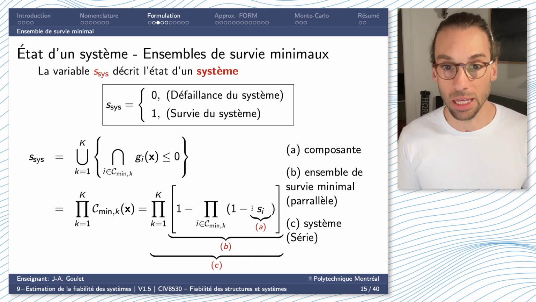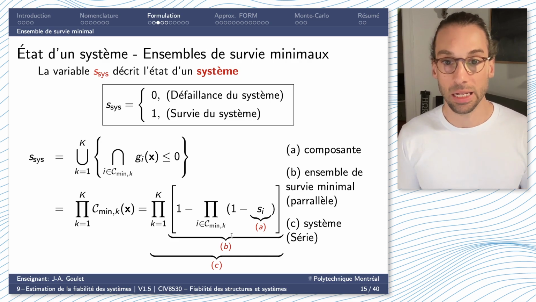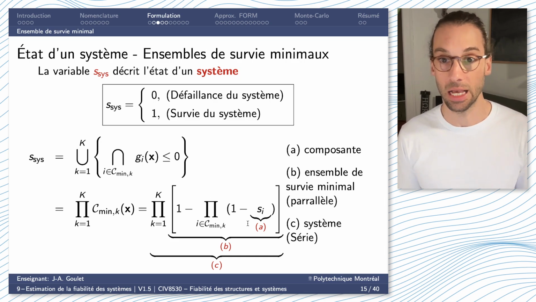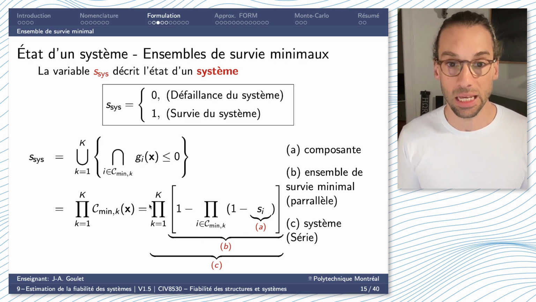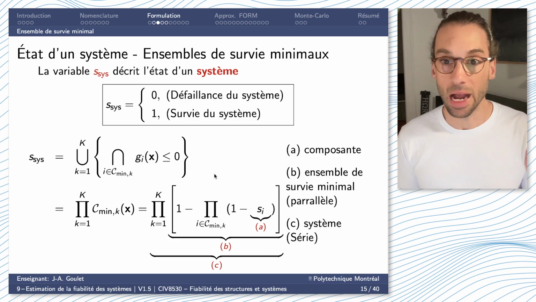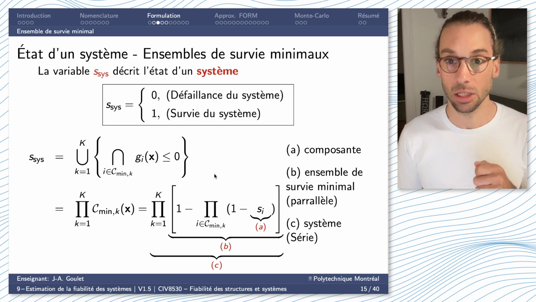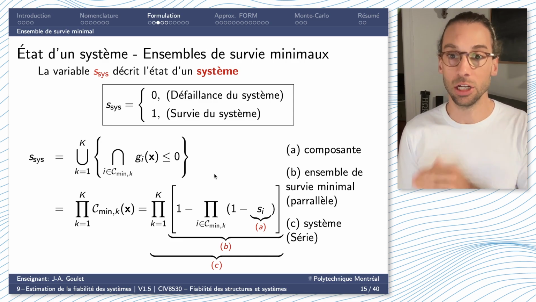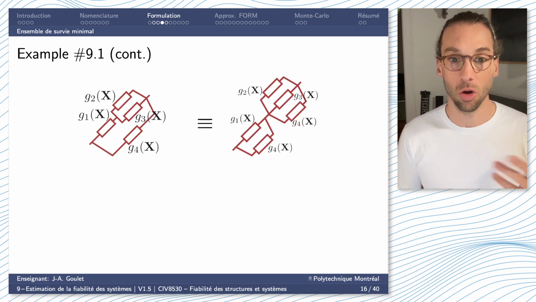So the innermost bracket here is my component state variable. Then in B, I have something that is in parallel, everything that is within my cut set. And in C, the product is the union over the possible failures for my different cut sets. This is the philosophy we're going to use in the definition of the failure probability over cut sets.